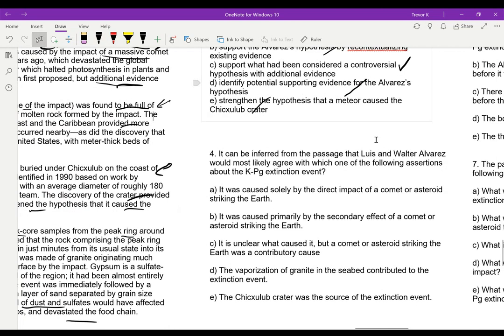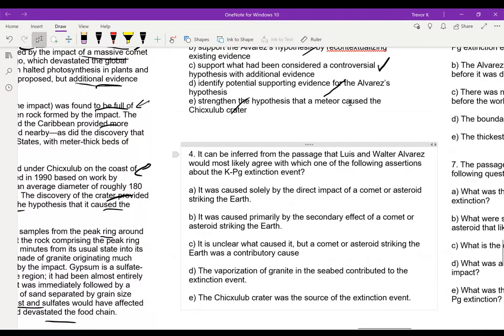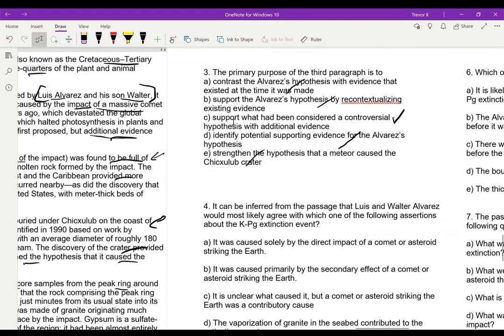All right. Number 4. It can be inferred from the passage that Luis and Walter Alvarez would most likely agree with which of the following assertions about the KPG extinction event. So remember, we just talked about them in the second paragraph here. They just proposed that the KPG extinction was caused by the impact of a massive comet or asteroid 66 million years ago, which devastated the global environment, mainly through a lingering impact winter. All right. So Luis and Walter Alvarez think the extinction was caused by a comet or asteroid, which devastated the global environment, mainly through an impact winter.